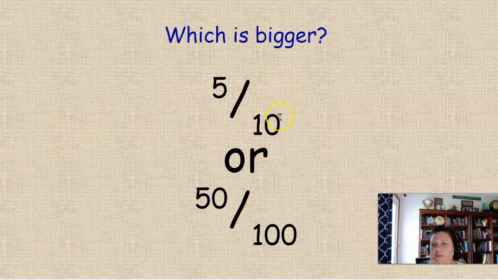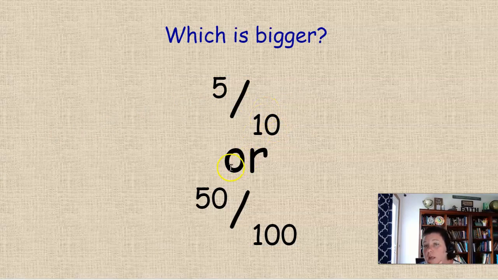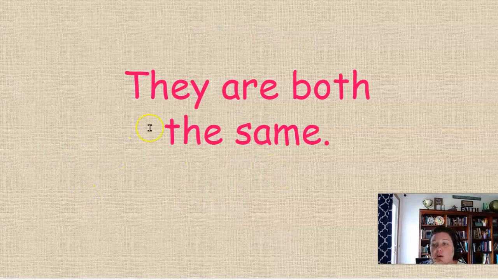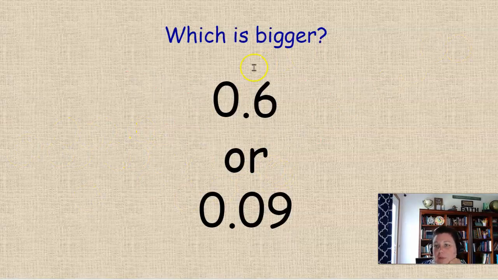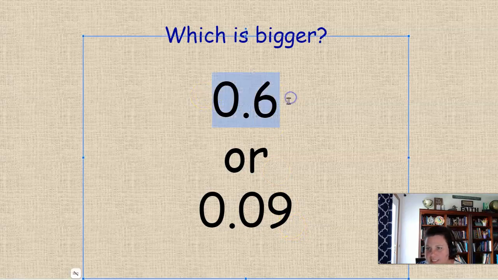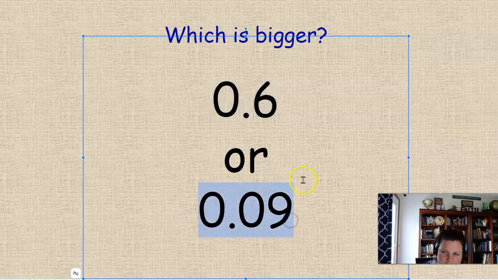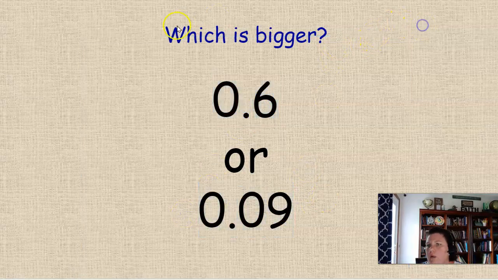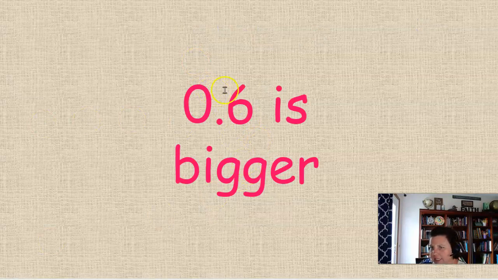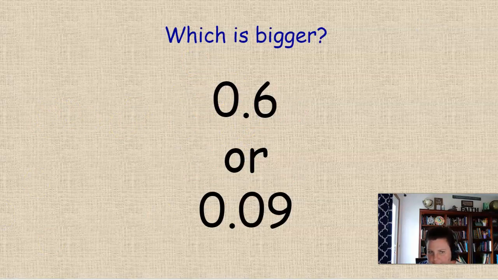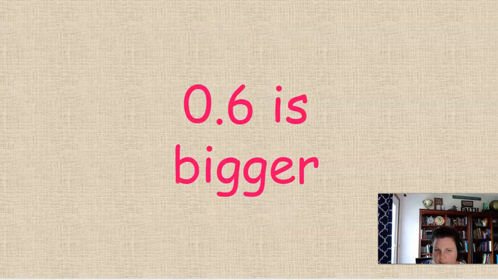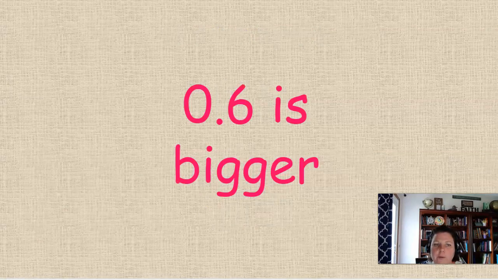Which is bigger? 5/10 or 50/100ths? They are both the same. Which is bigger? 6/10 or 9/100ths. This is like saying 6 dimes or 6 tenths, or 9 pennies, which is worth more. 6 dimes is 60 cents. I'd rather have 6 dimes than 9 pennies.